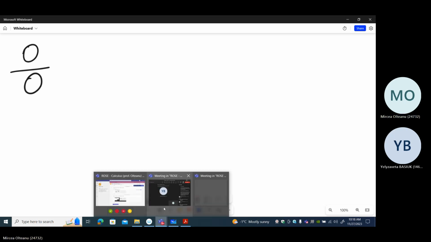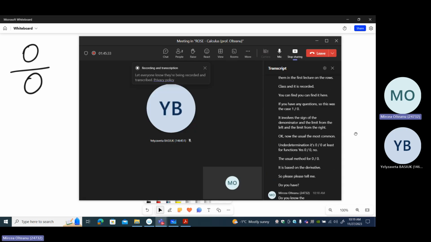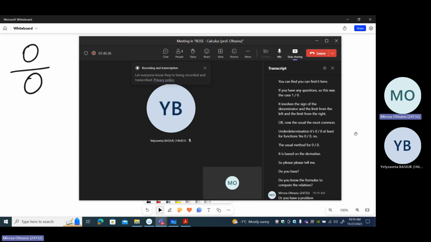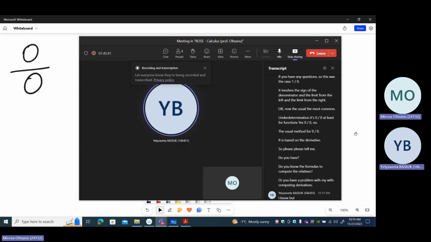Now, the most common indetermination is 0 over 0, at least for functions. Yes, 0 over 0. Now, the usual method for 0 over 0 is based on the derivative. So please tell me, do you know the formulas to compute derivatives, or do you have a problem with computing derivatives? I know it, but not well.